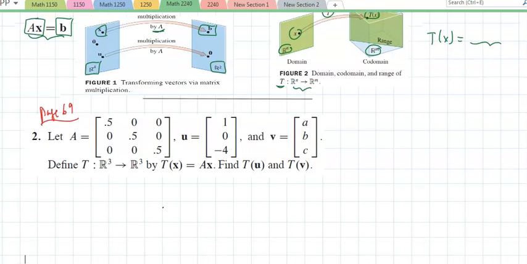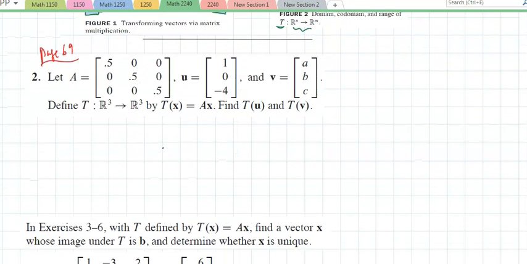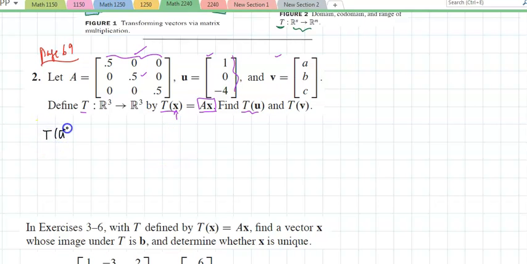So for now, this specific map right here, if I look at this problem, number 2 on page 69, given matrix A, given vector V, U, it says define the transformation from R3 right there to R3 right there. No biggie. That transformation is defined by simply taking matrix A and multiplying it by whatever that vector is. When they say find T of U, well, according to this, whatever goes in here, you simply multiply A by it. That's really what it is.